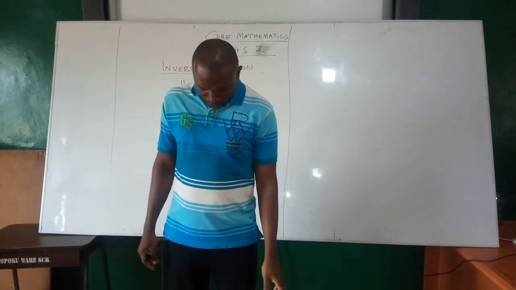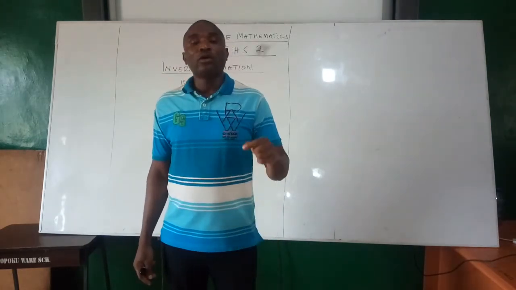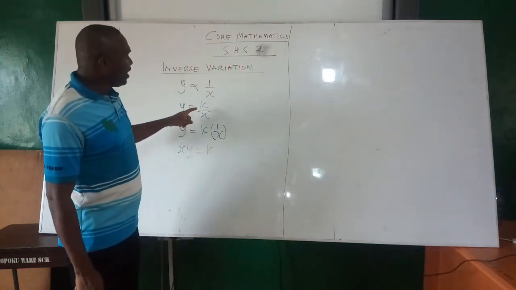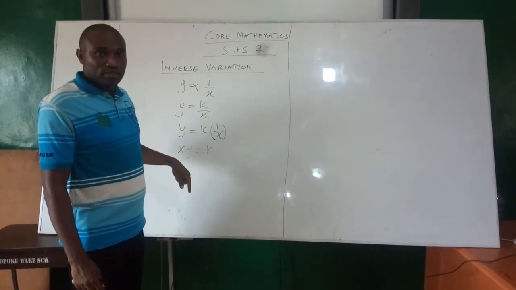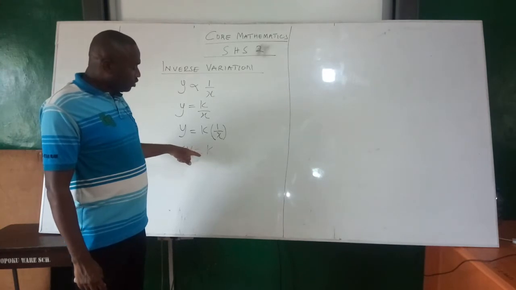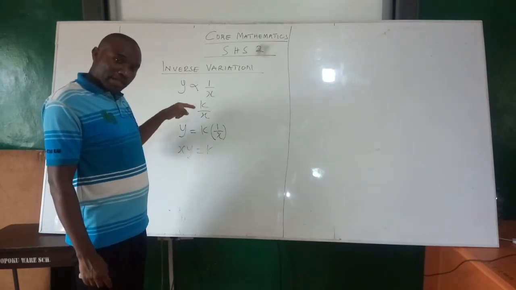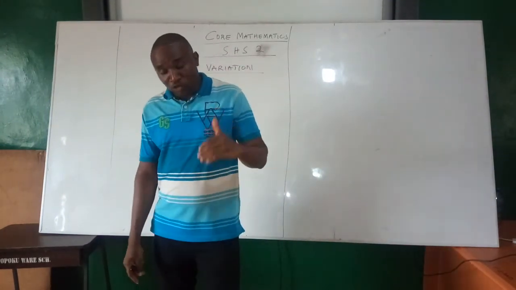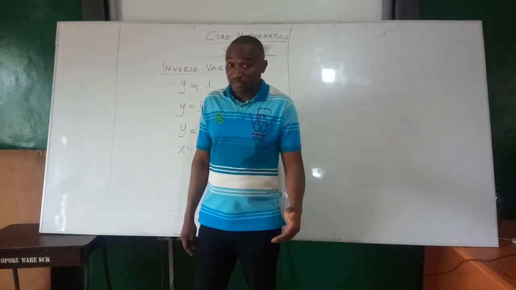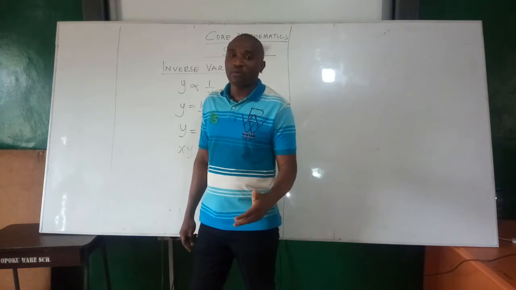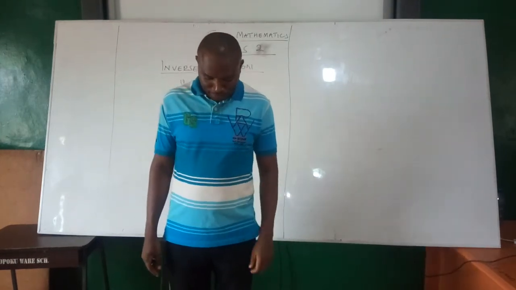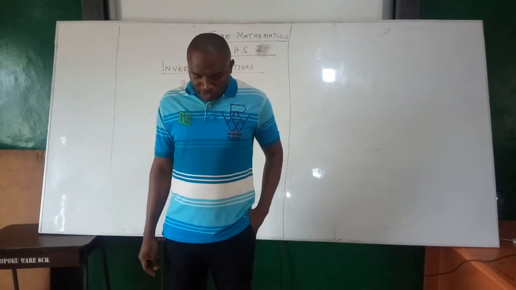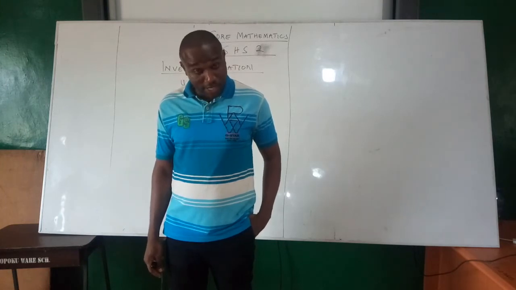Step 3. Now, fix or substitute in place of k the value of k into the equation you started from steps 1 and 2. Then the last step, you can now use the equation which now has the value of the constant to look for an unknown variable or quantity. We will consider some few examples before our time is up.